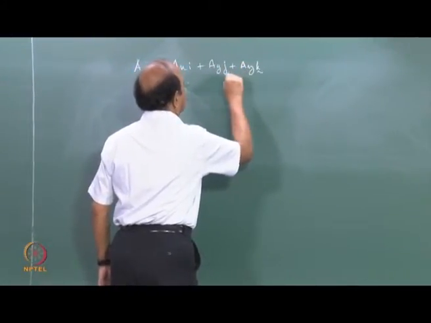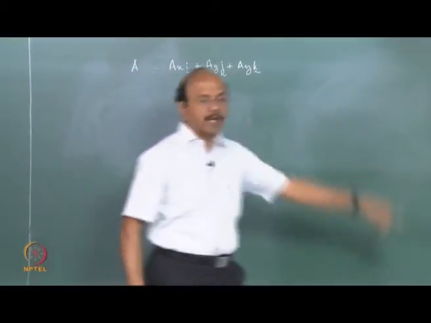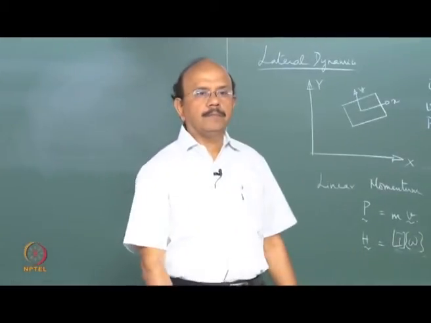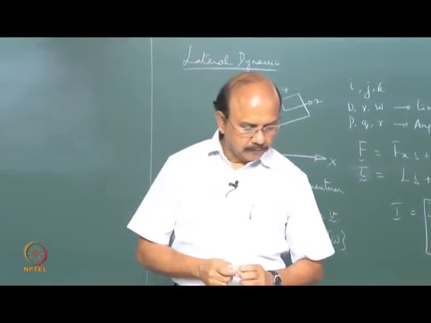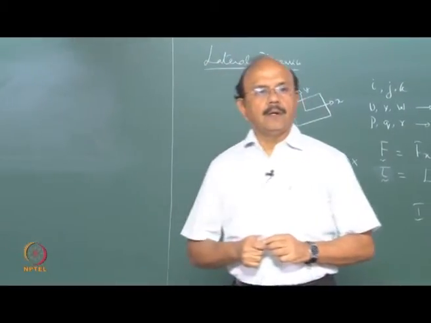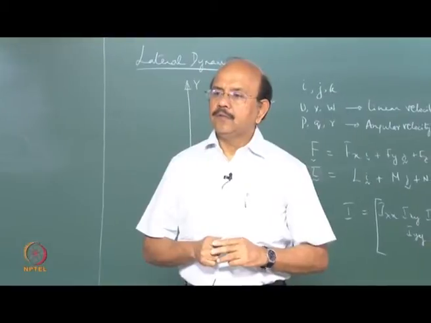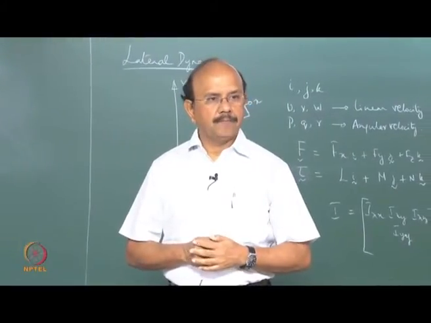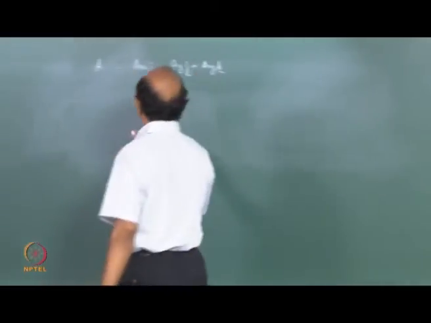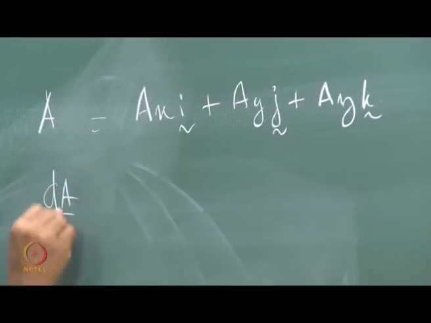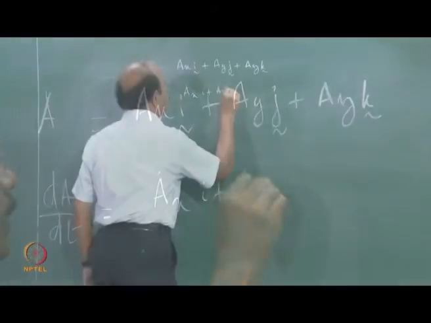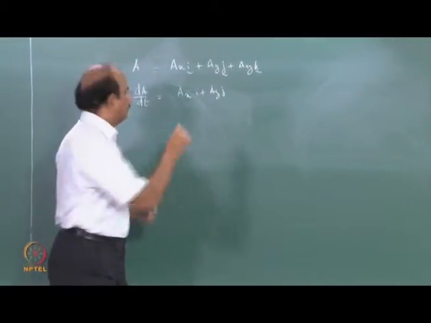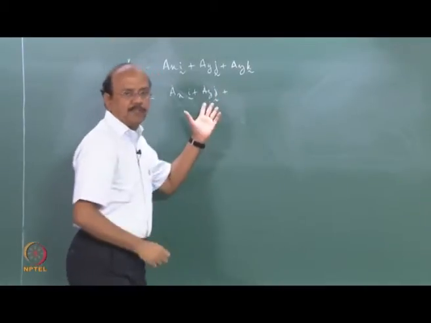i, j, k, which are the unit vectors in the body-centered coordinates. Right? I want to find out now the variation, or rate of change, of A. So in other words, if I now write dA by dt, I write this as A dot x i plus A dot y j. A can be any vector. It can be velocity. We'll see that.